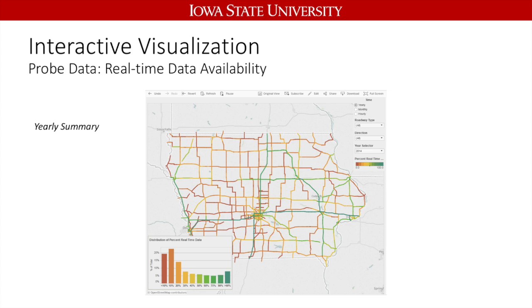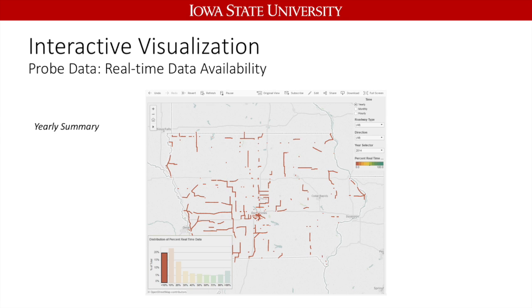So basically the same thing we can see here in Iowa. I don't know how well you know Iowa. The green horizontal line is I-80, and the vertical line is I-35. And on the left is I-29, and we also have I-380. Those green lines are basically only interstates. But your arterials, your other roads, they only have very little real-time data.